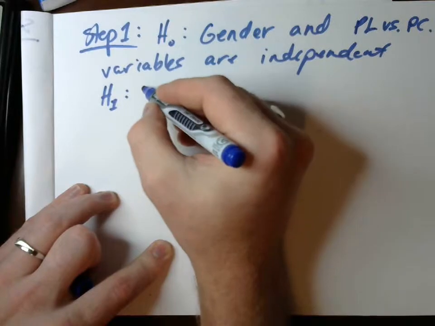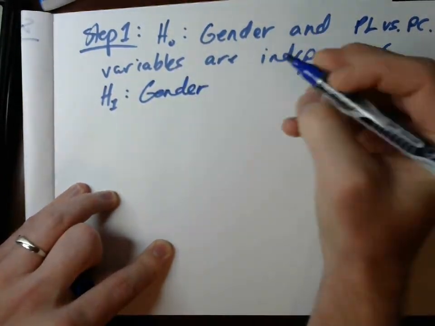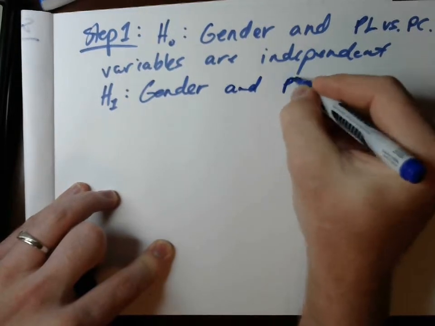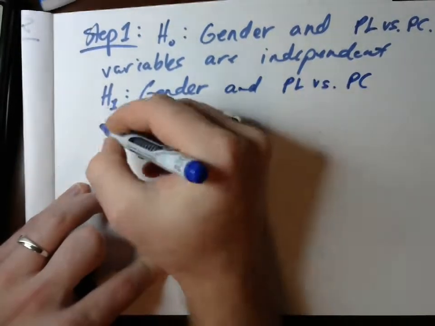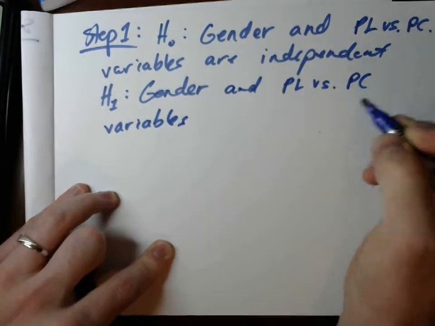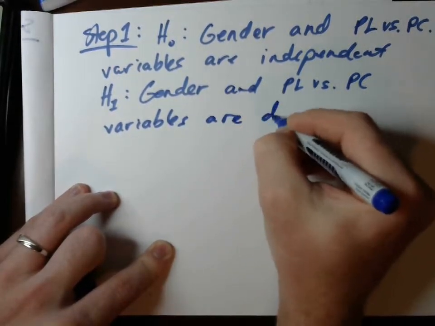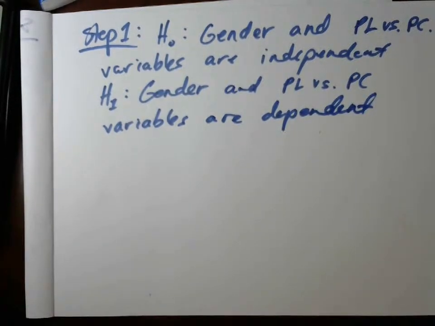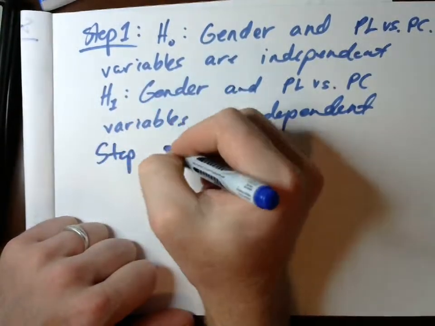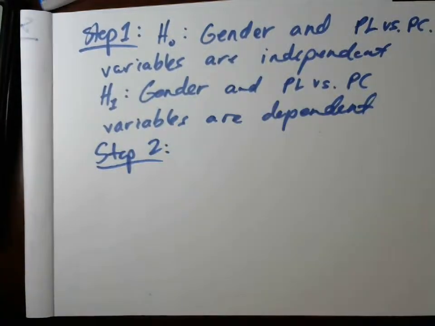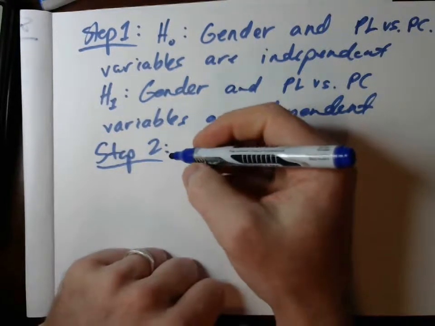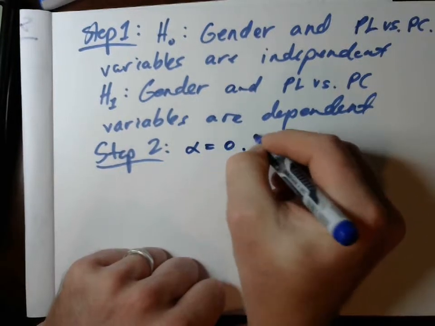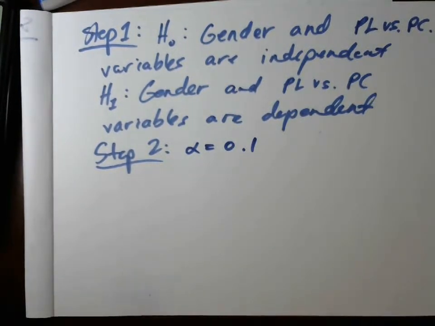And then we have the alternative hypothesis, which is just the opposite, similar to 12.1. Gender and pro-life versus pro-choice variables, and the opposite of independent is dependent. There's step 1. Step 2, like usual, let's see here. Step 2, we're dealing with alpha stated in part A. Alpha equals 0.1. Okay, there we go. We have alpha. Let's move on to step 3.